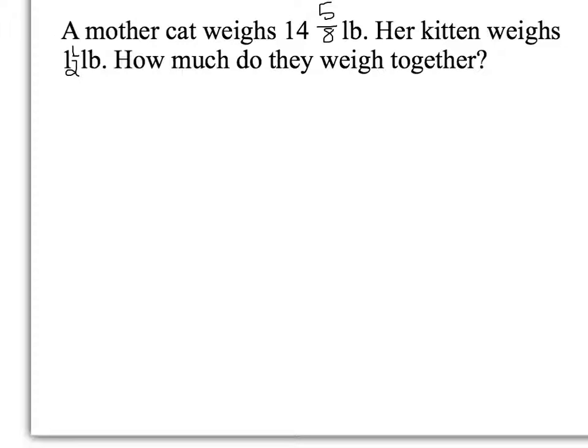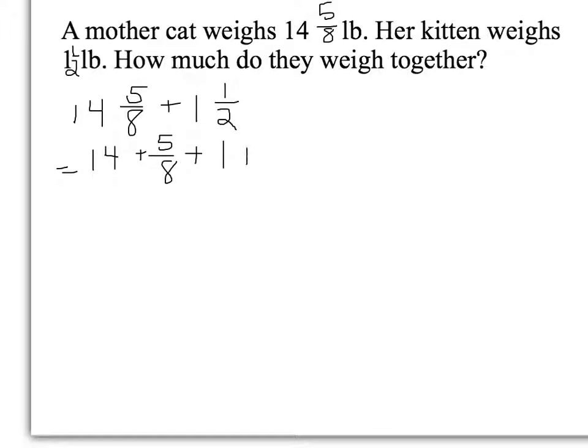So to do this, we're going to add together the weights of the mom and the kitten. So we have 14 and 5/8 plus 1.5. Okay, we're going to do it just like we did in the other example, where we write out 14 plus 5/8 plus 1 plus 1/2. Now we're going to rearrange it so that we have all the whole numbers together and all the fractions together. We have 14 plus 1 plus 5/8 plus 1/2.